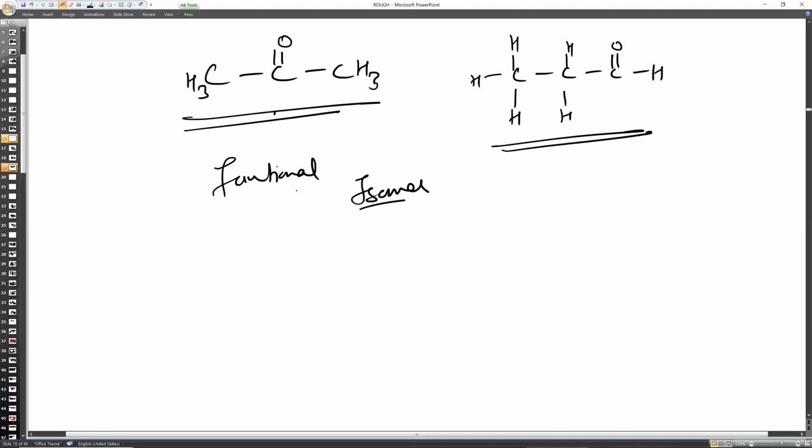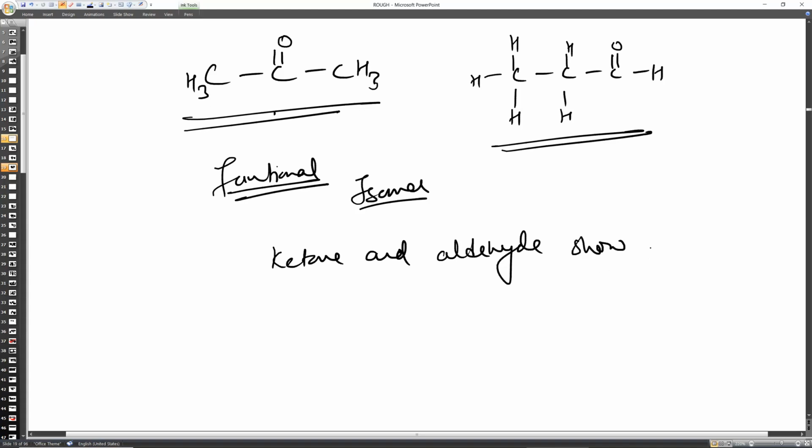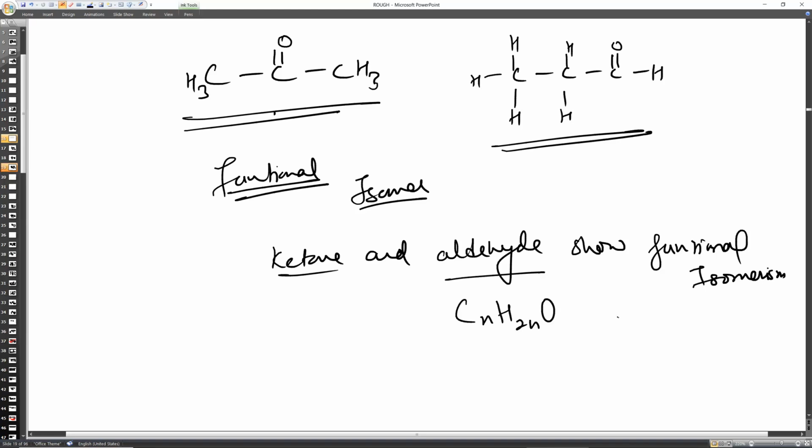So in your syllabus, ketone and aldehyde show functional isomerism, and it should have C3H6, like in this example. But here the general formula is CnH2nO for ketone and aldehyde, where n should be greater than or equal to 3, because a ketone is not possible if there is less than 3 carbon. Greater than or equal to 3.